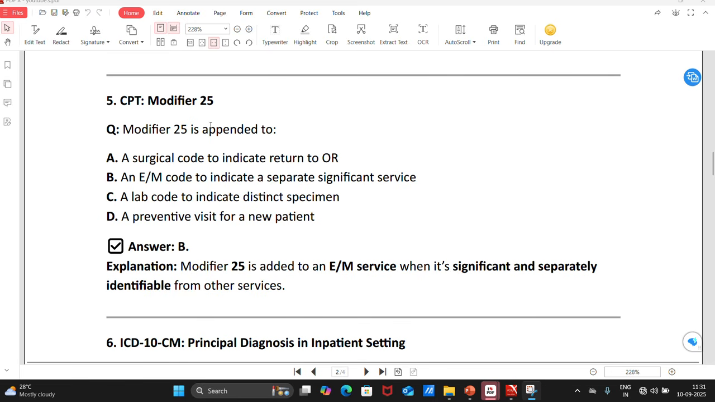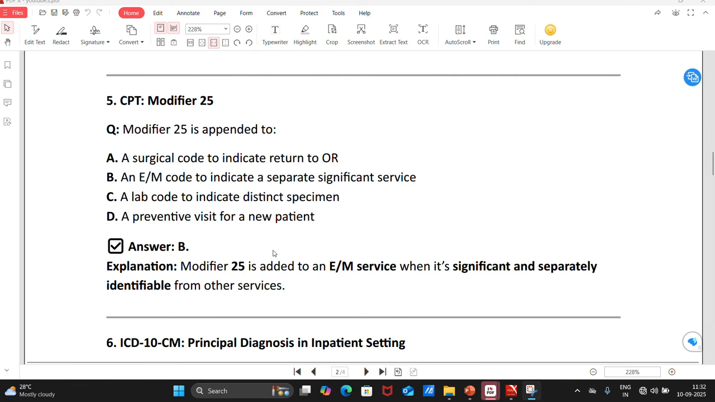And the fifth one is also a modifier, modifier 25. It is appended to what? Okay, what is the condition? Option A, a surgical code to indicate a return to OR. Option B, an E and M code to indicate a separate significant service. Option C, a lab code to indicate distinct specimen. And final option, option D, a preventive visit for a new patient. So the right answer will be an E and M code to indicate a separate significant service.